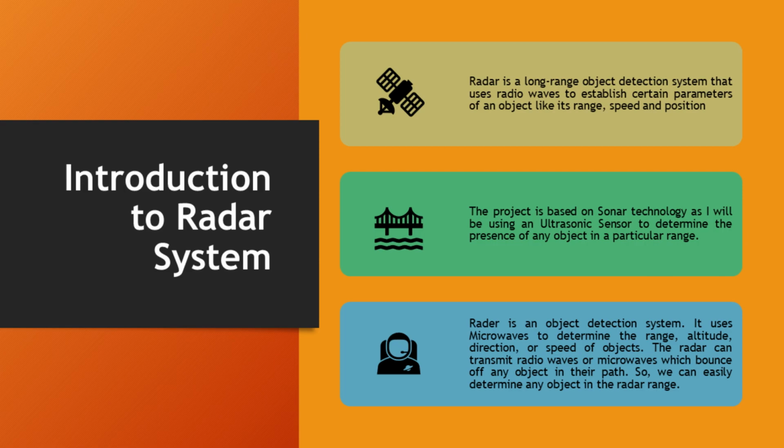Radar is an object detection system. It uses microwaves to determine the range, altitude, direction, or speed of an object. The radar can transmit radio waves or microwaves which bounce off any object in their path, so we can easily determine any object in the radar range.